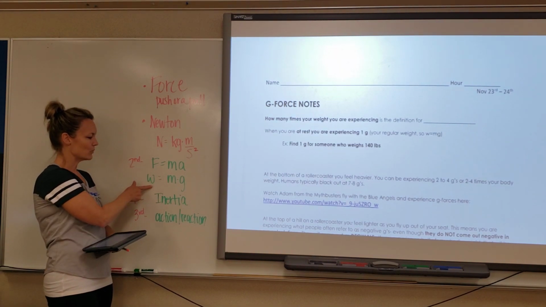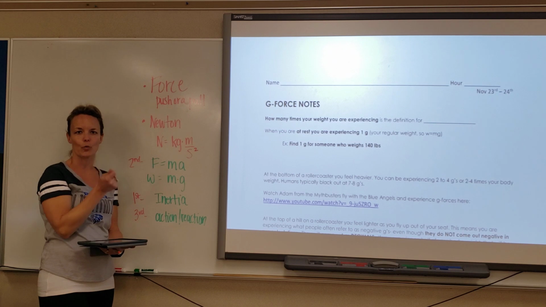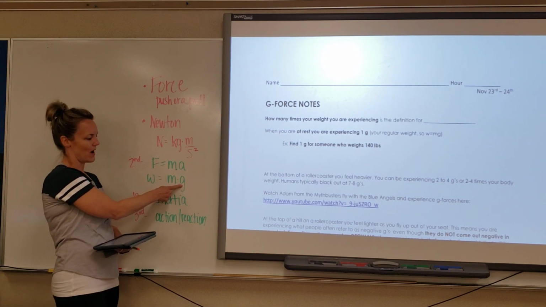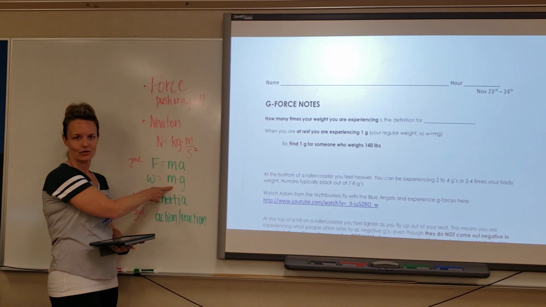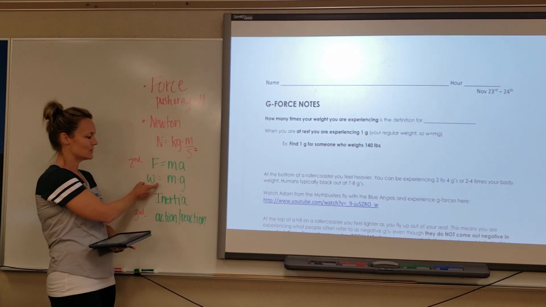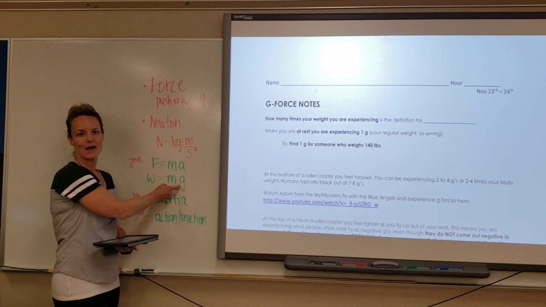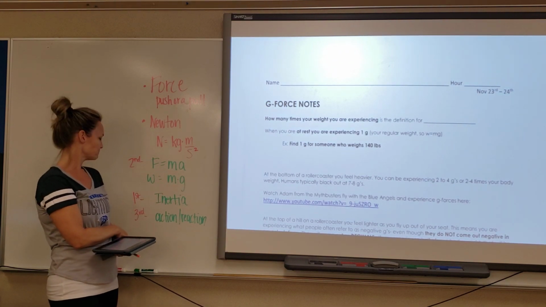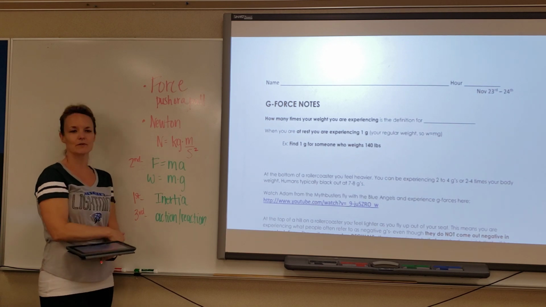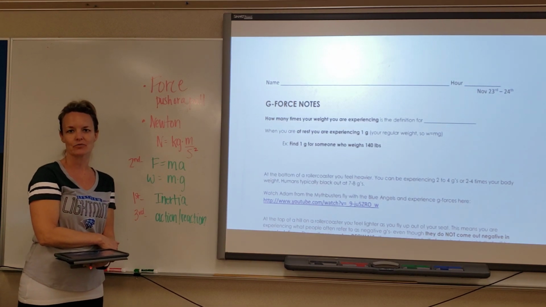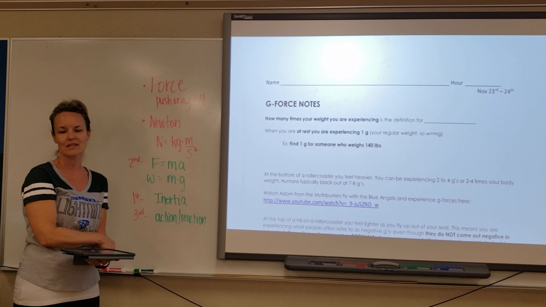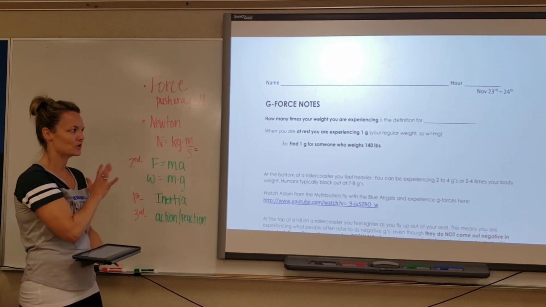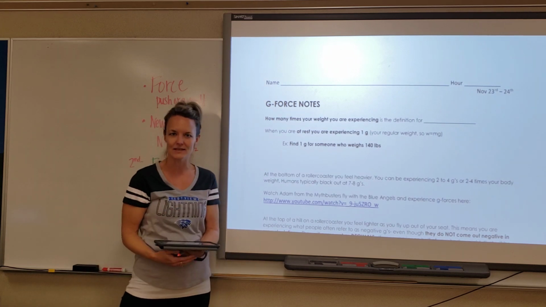We also reworked that in order to solve for weight. Weight is a force. It is the force of gravity on your mass in kilograms. So to find your weight in newtons, you have to take your mass in kilograms and multiply it by negative 9.8. And then finally, Newton's third law of motion is that action-reaction. For every action, there's an equal and opposite reaction. We are going to take this information and we are going to move into this week.